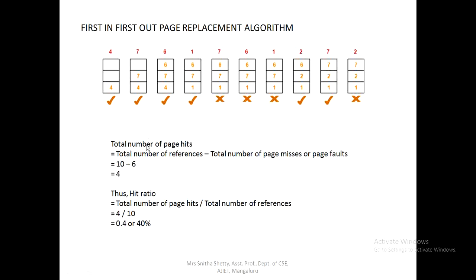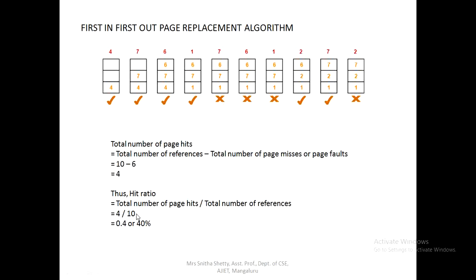So how to calculate the formula? The main aim in the program is to calculate the page hit ratio and page miss ratio. First calculate the total number of page hits. Total number of page hits is total number of references minus total number of page misses. So total number of references is 10 minus page misses 6, it is 4. So page hit is 4.